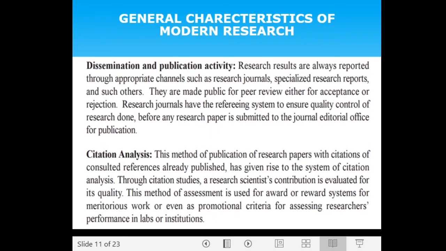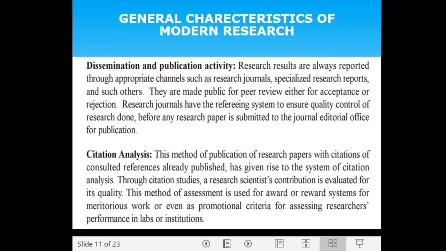So again, dissemination and publication activity. Dissemination is nothing but distribution. In library, we use this term very often: dissemination of information. We are giving information. We are providing. Dissemination, in a common sense, is providing. And publication activity: once you have completed your research, what will you do? You will publish it, right? In case of an MLIS project, you will write a project report. That is publication, report writing. So it is always reported through appropriate channels. If it is an article, you will publish in journals or in reports and other mediums.